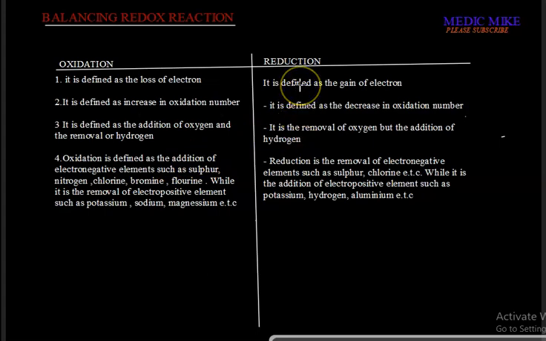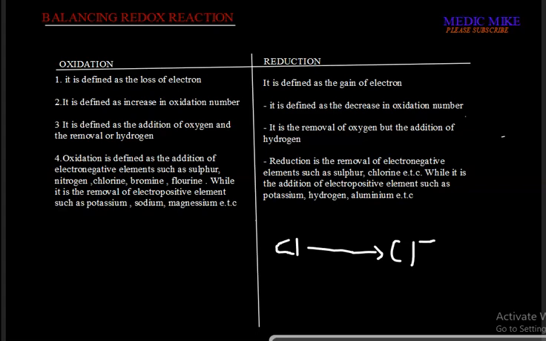Reduction is defined as the gain of electron. It is defined as a decrease in oxidation number. At this point, we are going to be using chlorine as a case study here. So we'll be having a neutral chlorine atom. This is a neutral chlorine atom undergoing reduction to form chlorine ion. So this is chlorine ion. Now we're going to be talking about number 1 first. It says it is defined as the gain of electron.